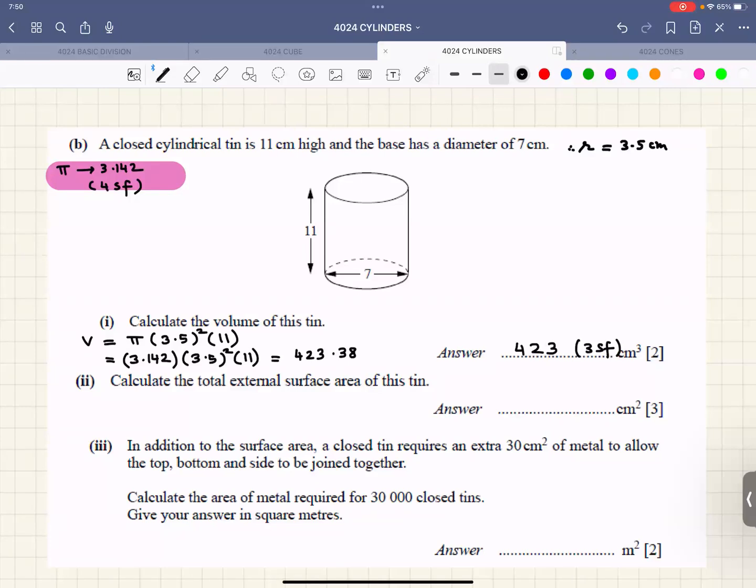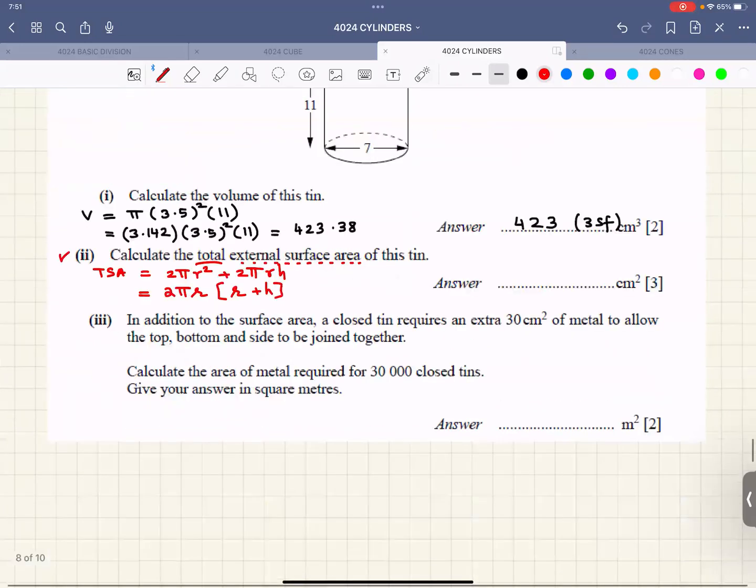Calculate the total external surface area of the tin. Now keep in mind, it's a closed cylindrical tin. So yes, there is a top, there is a bottom, there is the curved surface area. So just use the formula. Total surface area is 2 pi r square plus 2 pi r h. I can use a little bit of simplification. Let me take 2 pi r common. We are left with r over here and h over here. That will reduce my work. First simplify, then plug in the values.